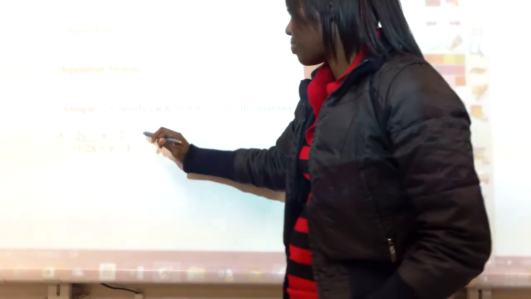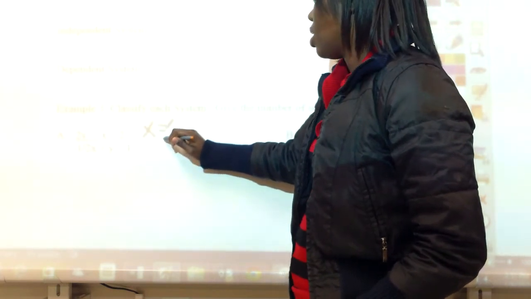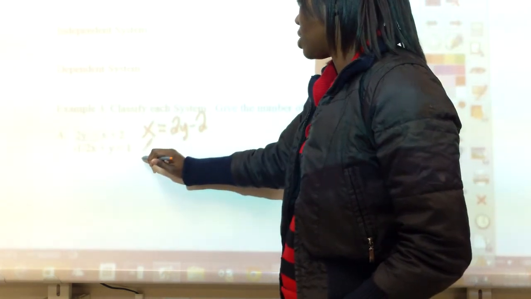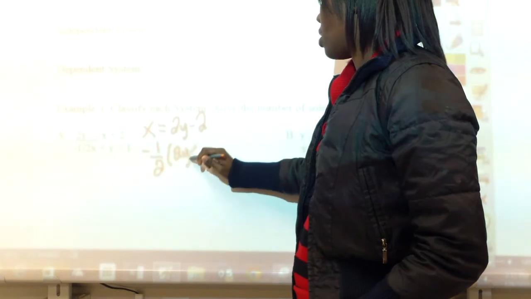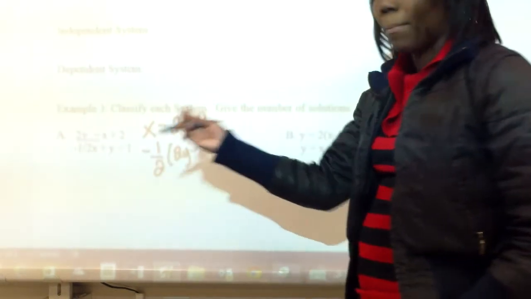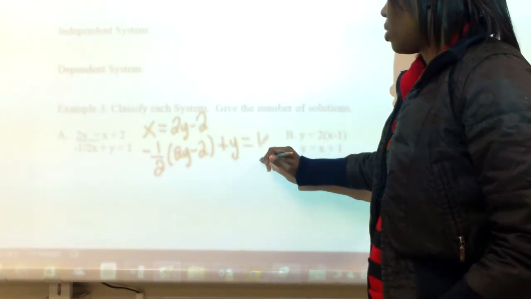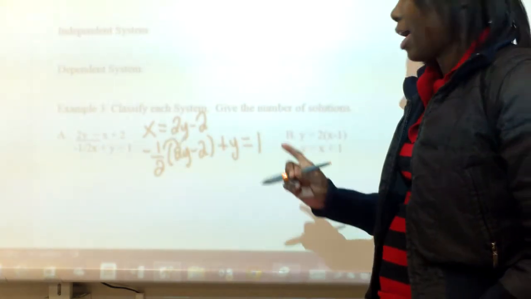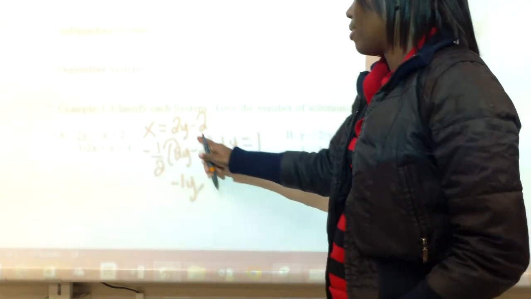Alright, I'm rewriting. So when I rewrote that, I basically had x equals 2y minus 2. So I'm going to plug it into the second one, and we end up with negative 1/2 times 2y minus 2. So plug this into the second equation. And I substituted the x out. Plus y equals 1. We're going to distribute, and negative half of 2, the 2 is basically cancelled. That's just negative 1y.